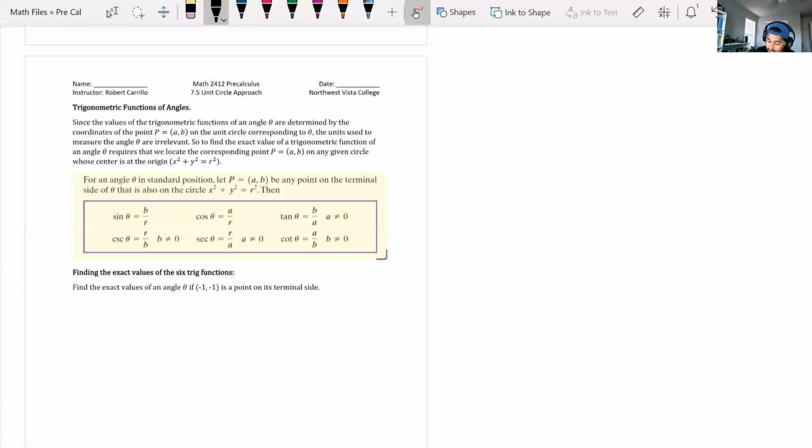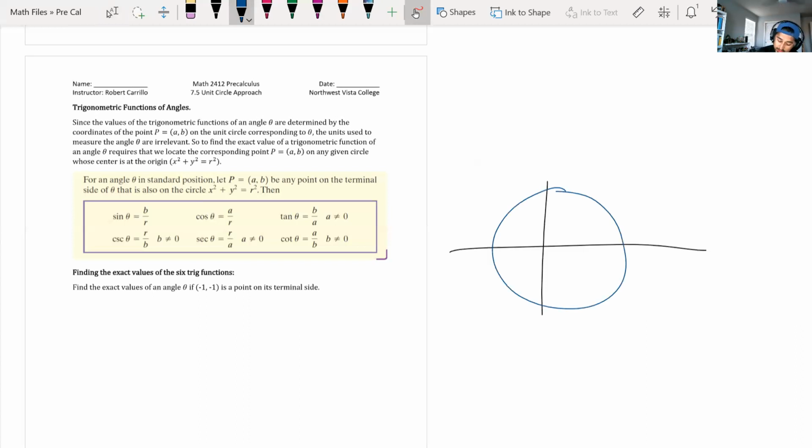So if I were to draw this out, here's our coordinate plane, and let's say here's my circle of any radius r, and we were given a point (a, b). I'll just put it in the first quadrant. Given this point, we can find the 6 trig ratios if we make our angle in standard position, meaning centered at the origin, initial side on the x-axis, and terminal side anywhere. Here the terminal side is in the first quadrant.